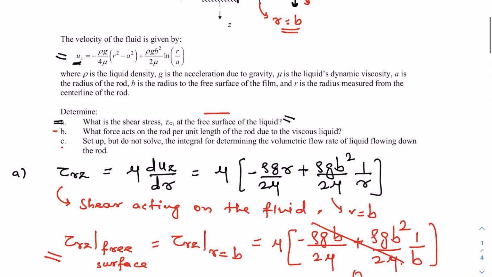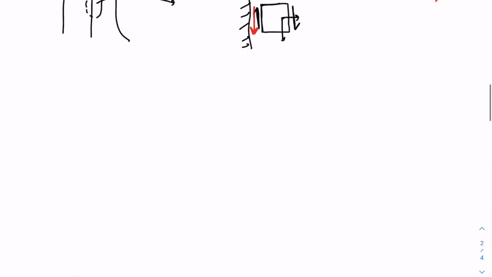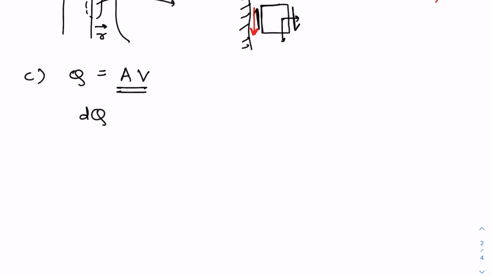Now in part C, we are asked to set up the integral for determining volumetric flow rate. If you remember, volumetric flow rate is nothing but cross-sectional area times the velocity. But since velocity here changes with the radial coordinate r, we will have to find a small flow rate going through a small circular area at a distance r.